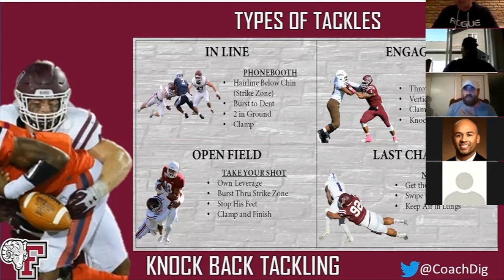So we do teach, when they're engaged, to deliver with one arm and one hip through the tackle. We teach a lot of vertical punch and then clamping from 1 to 2, and then we're trying to knock back the initial surface. We classify it as the last chance, about keeping air in the lungs and then being able to play the next play.